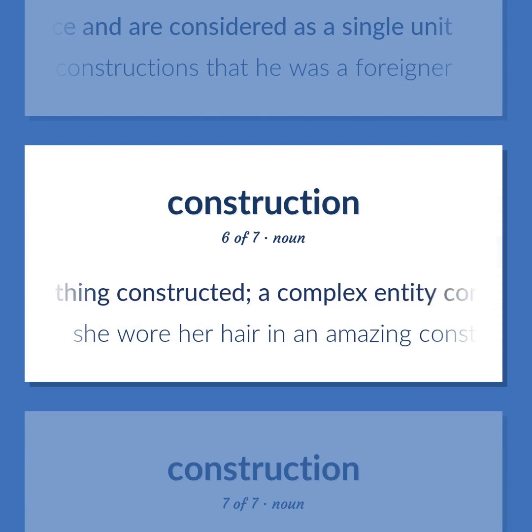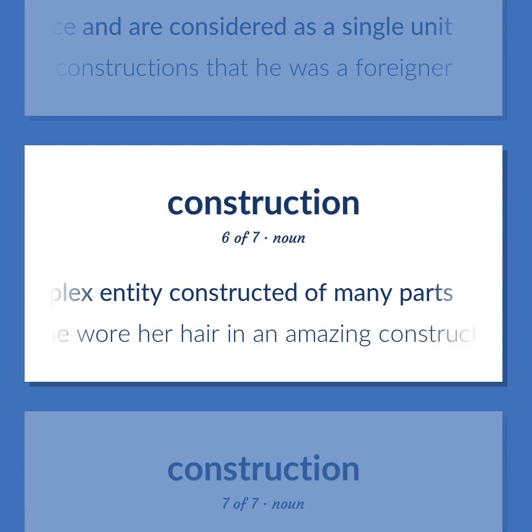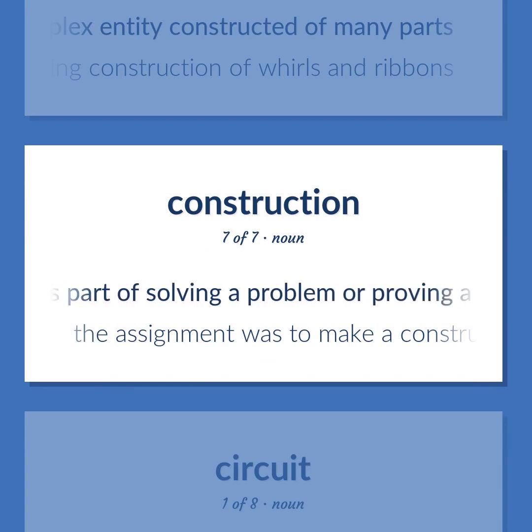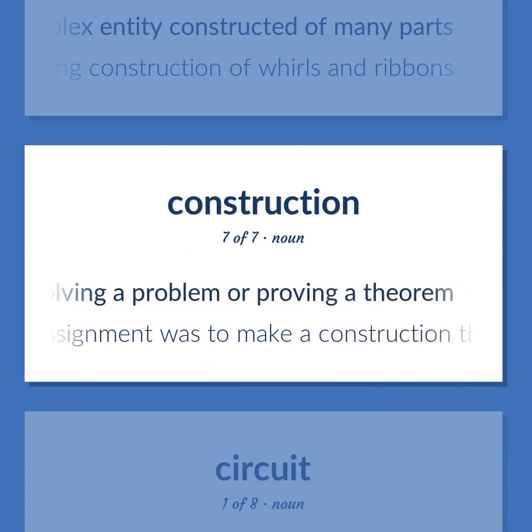A thing constructed. A complex entity constructed of many parts. She wore her hair in an amazing construction of whorls and ribbons. Drawing a figure satisfying certain conditions as part of solving a problem or proving a theorem. The assignment was to make a construction that could be used in proving the Pythagorean theorem.